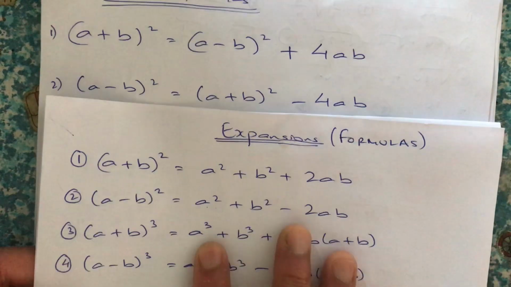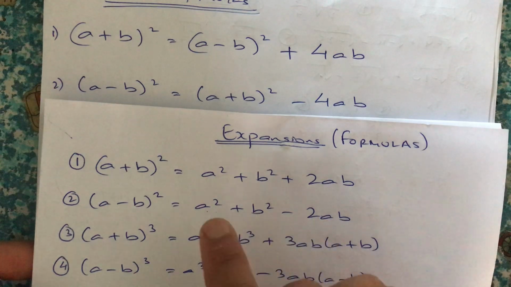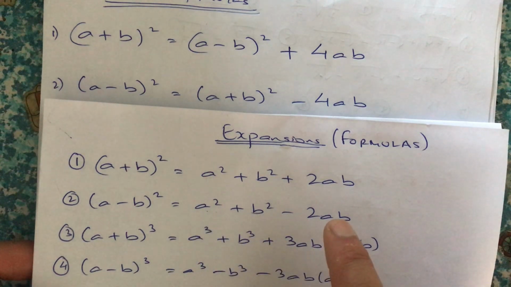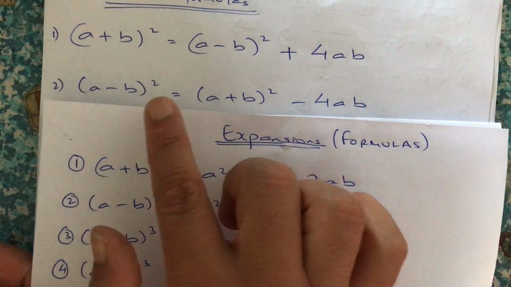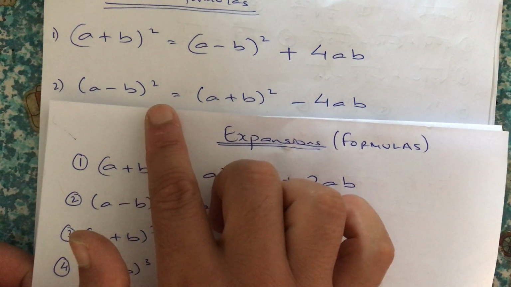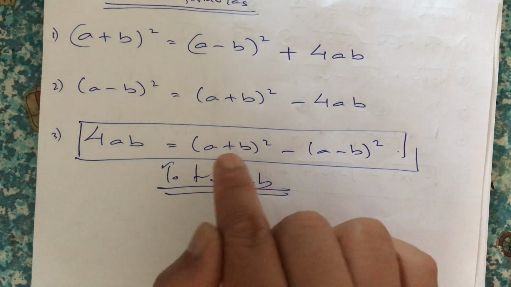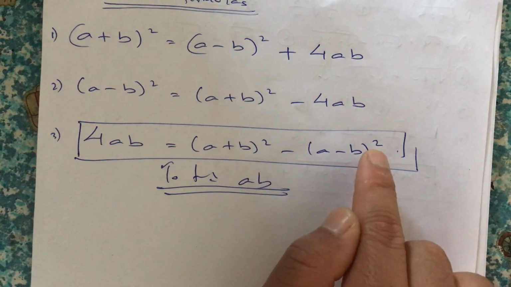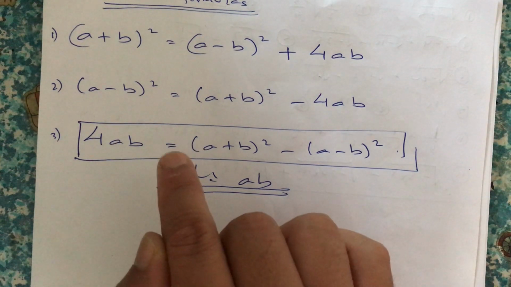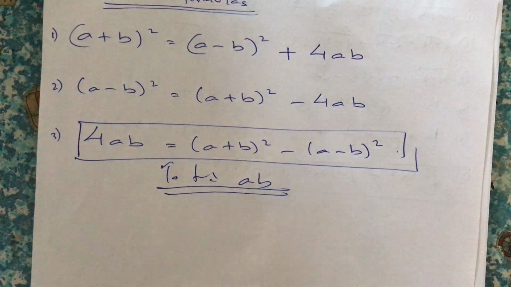Similarly, (a minus b) whole square also has the original formula, a squared plus b squared minus 2ab. So when a squared, b squared and ab is given, I'll use this formula. Whenever a plus b and ab is given, then I'll have to use this formula of (a minus b) whole squared. And similarly, we have one formula for 4ab, which is (a plus b) whole squared minus (a minus b) whole squared. This we usually apply to get the answer of ab. Is that okay? So that is how we apply these formulas.